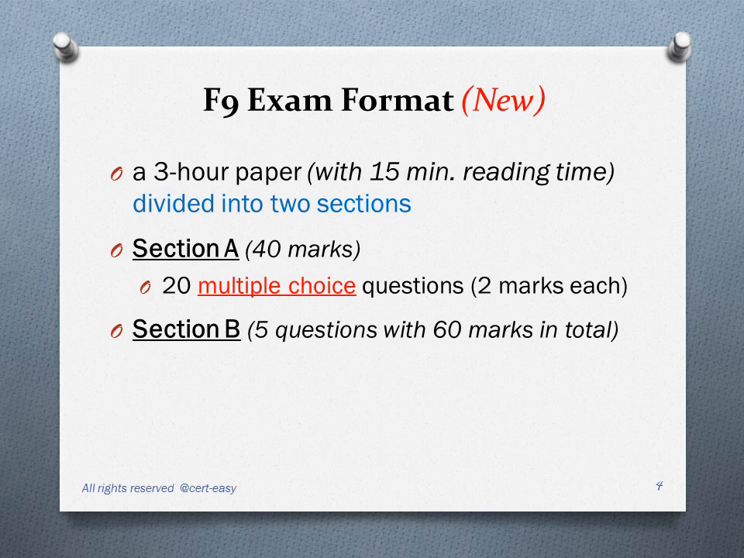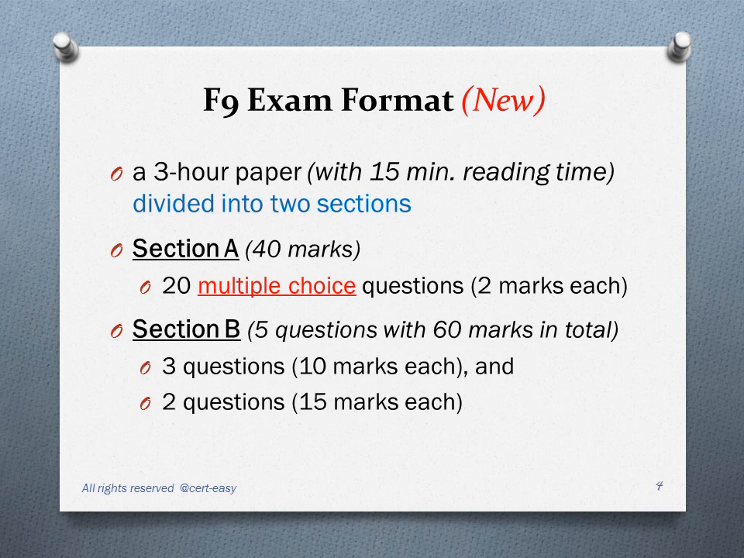Section B, 5 essay type questions with 60 marks in total, but the marks are not shared equally. There are 3 questions which are a bit shorter of 10 marks each. The other 2 questions are a bit longer of 15 marks each. Same as before, you will be provided with a formula sheet, a present value table, and an annuity table.